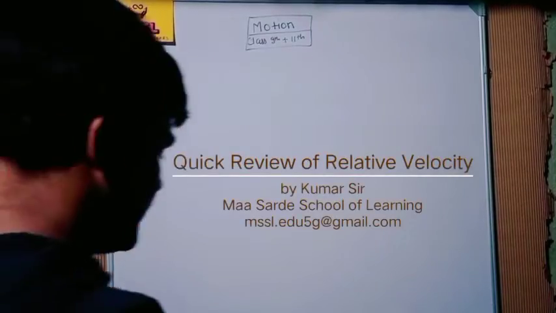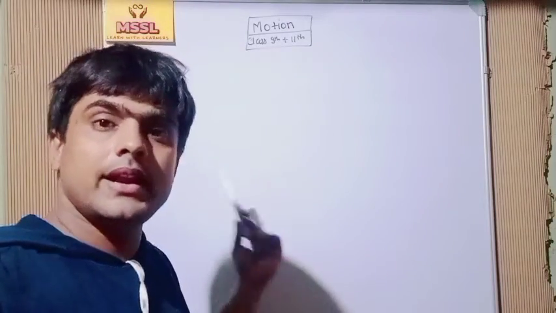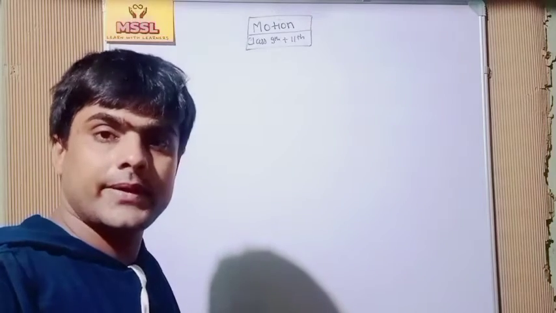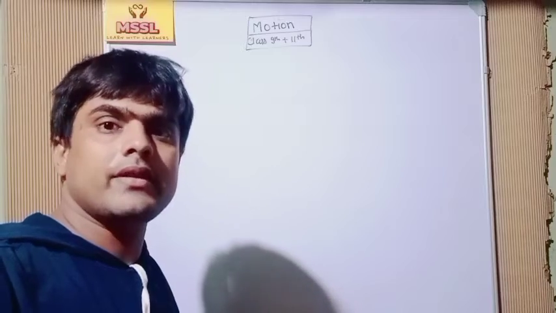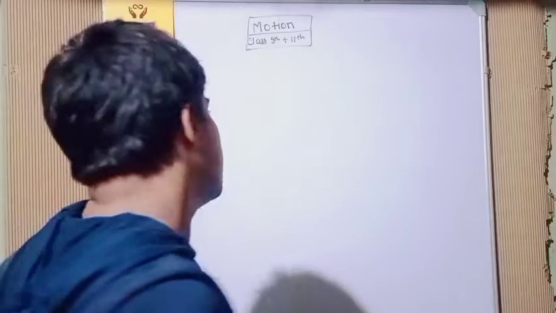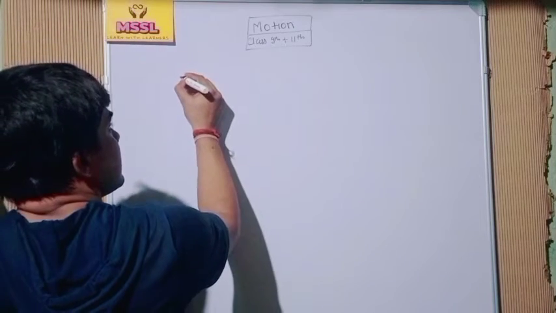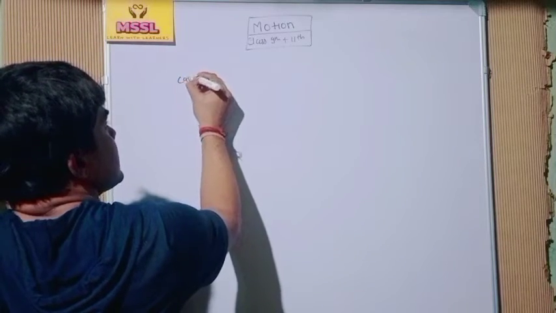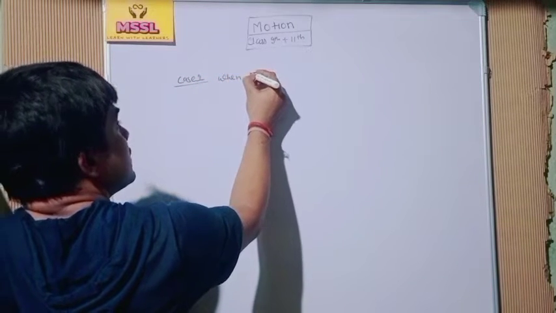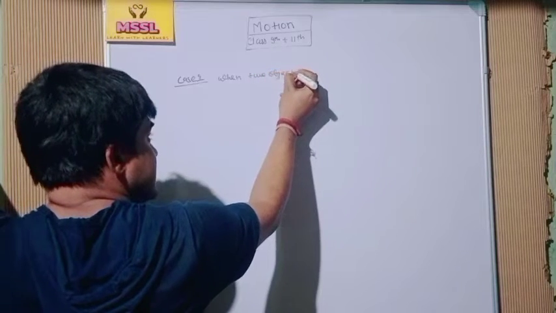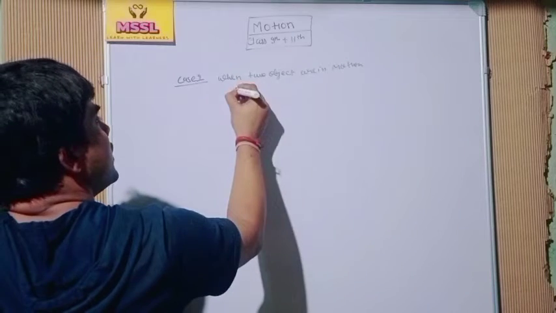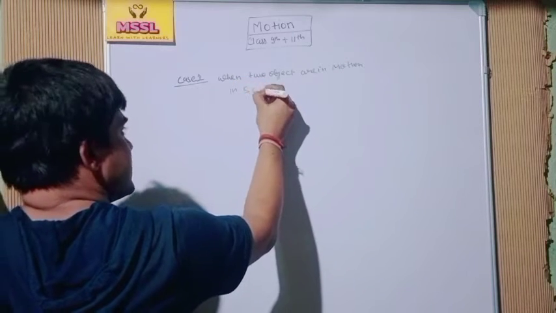Alright, the topic is nothing but the relative velocity. How we can determine the relative velocity. There are only two cases possible. The first one is when two objects are in motion in the same direction.